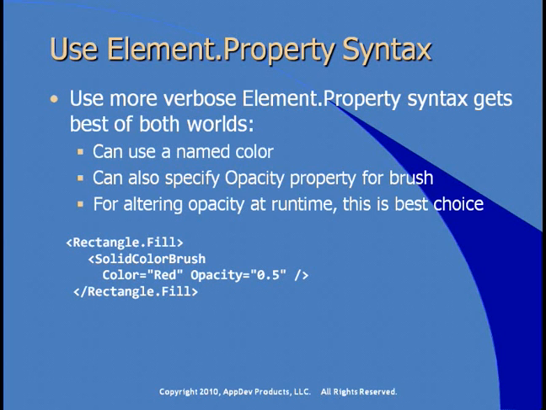You might end up with code that looks like this. We have rectangle.fill. Rather than just setting the fill property to be a single value, you use the element.property syntax, and you can set the rectangle.fill property to be a solid color brush whose color is red and whose opacity is, well, some value between 0 and 1. By doing that, it's very easy to programmatically change that opacity property. Let's look at an example that demonstrates everything we've seen so far.